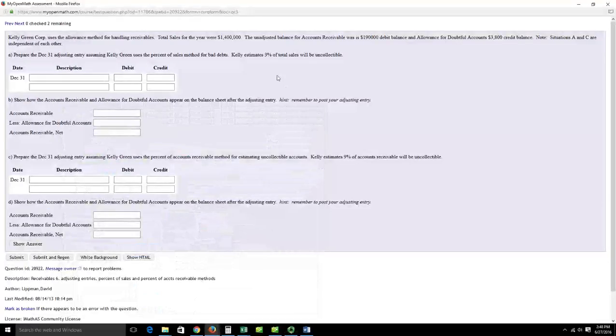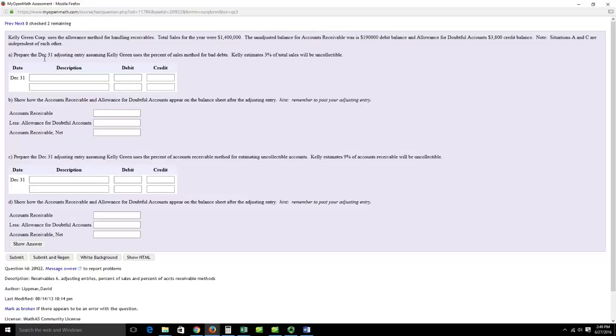Here's a question. It says Kelly Green Corp uses the allowance method for handling receivables. And then it gives you total sales of 1.4 million. The unadjusted balance for accounts receivable was 190,000, and the allowance for doubtful accounts was a $3,800 credit balance. And then it says note situations A and C are independent of each other. So we have situation A here in the top half and situation C down here.